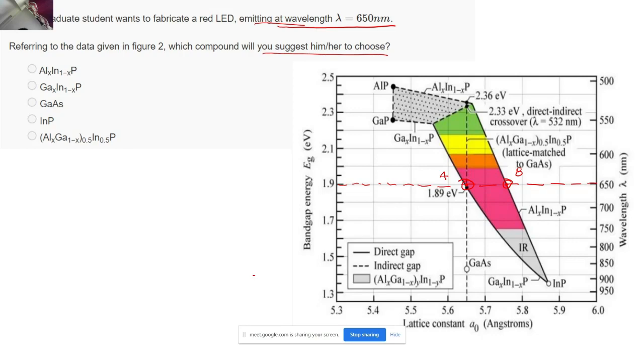Sir, near gallium phosphide. Sorry, can you repeat? Near the band gap of close to 2.3, that's 2.25 to 2.36 something. I'm not getting what you are saying. I'm just asking which point you will select between A and B. I've already drawn a horizontal line here which corresponds to 650 nanometers. So which of these points will you choose?